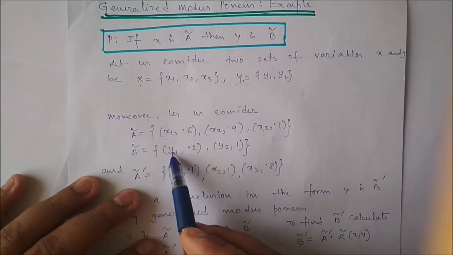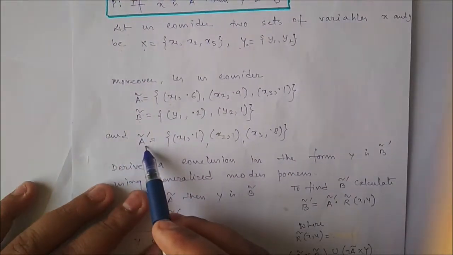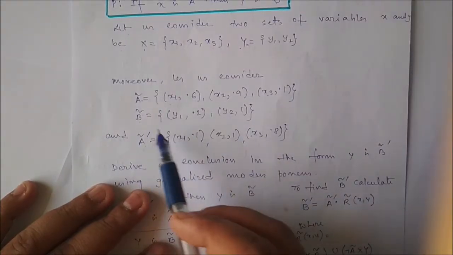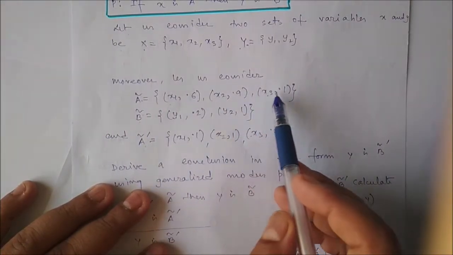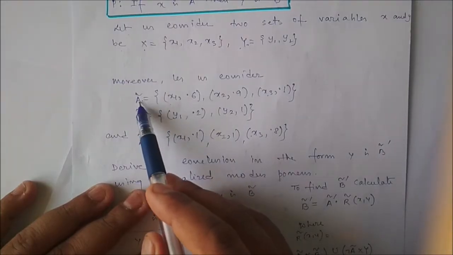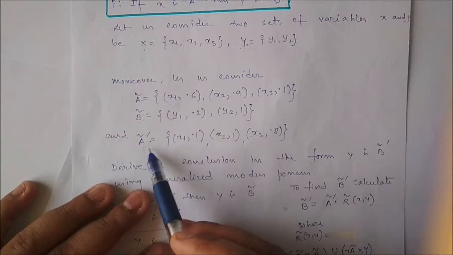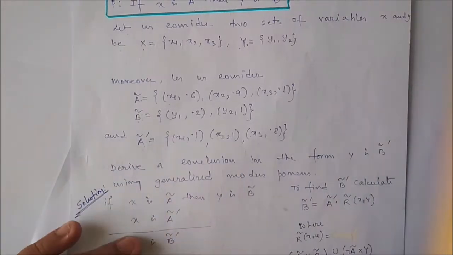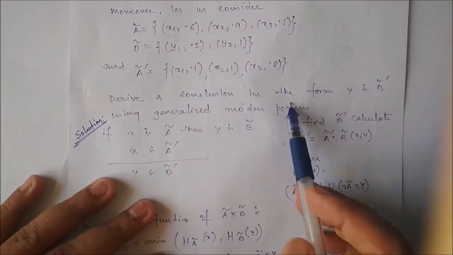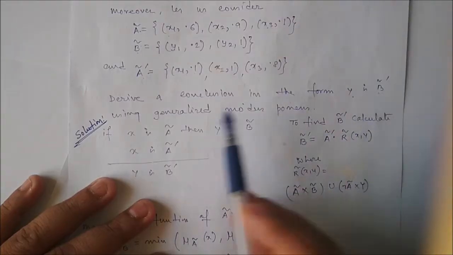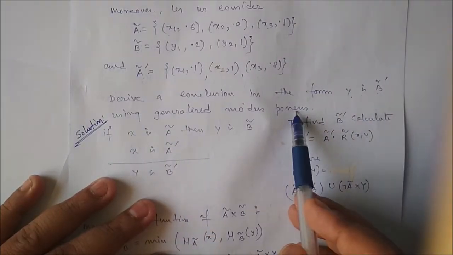Fuzzy set B contains y1, y2. Fuzzy set A dash contains x1, x2, x3, where the membership values are 0.6, 0.9, 0.1 for fuzzy set A, 0.2 and 1 for B, and 0.1, 1 and 0.8 for fuzzy set A dash for all the elements. Now derive a conclusion in the form of y is B dash using generalized modus ponens.